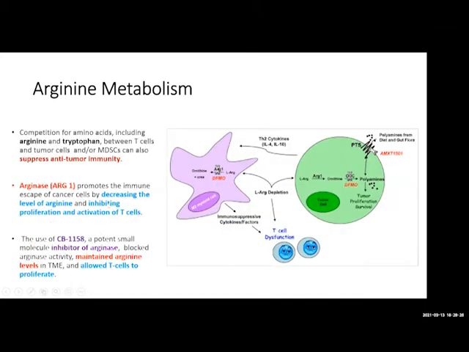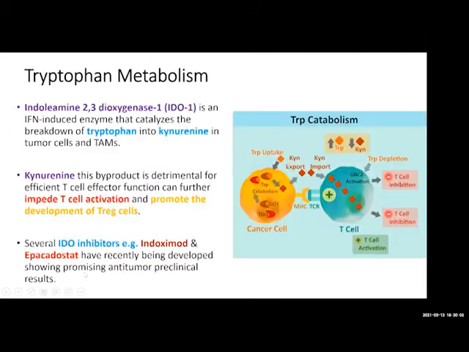There are other mechanisms involving different metabolites, for example, the competition between cancer cells and immune cells on amino acids like arginine. Cancer cells can overexpress the arginase 1 enzyme that can metabolize arginine. By decreasing the level of arginine in the tumor microenvironment, this also will inhibit the proliferation and activation of T cells. So if we can inhibit this enzyme by a drug like an arginase inhibitor, this can maintain the arginine level in the tumor microenvironment and allow reactivation of T cells.